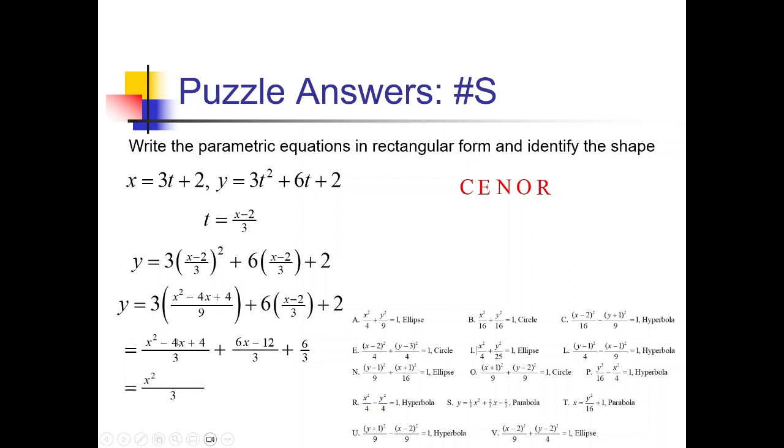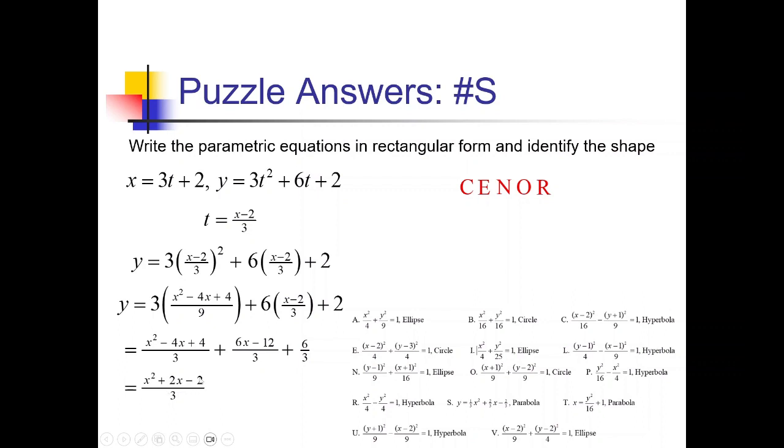We have a negative 4x and a 6x. Those can combine to give me a positive 2x. We have a 4. We have a minus 12. That's a negative 8 subtotal. Negative 8 plus 6 is going to give me negative 2. So that's the final combined version.